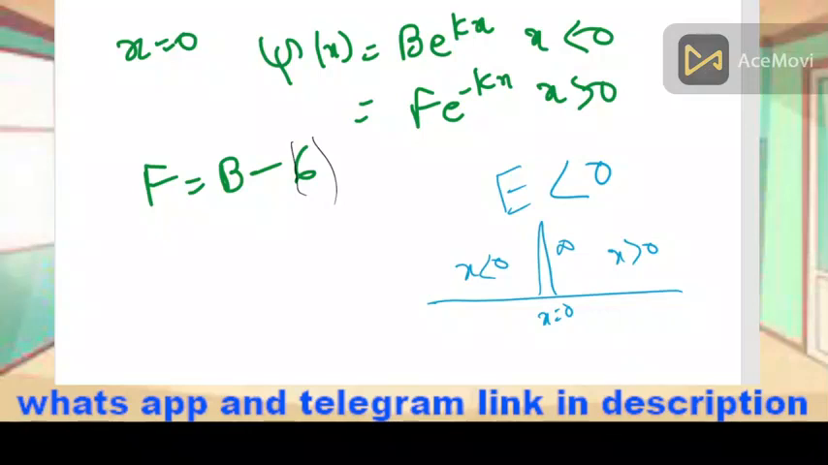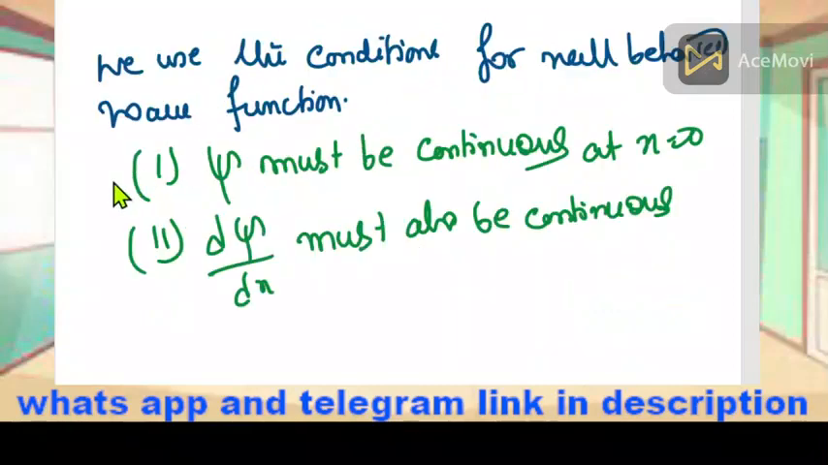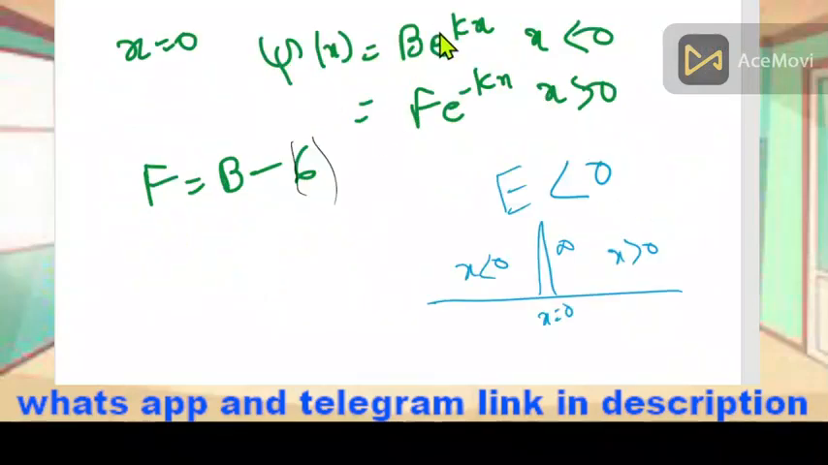So we are to the left of the origin, where V(x) is equal to 0, and we have obtained our solution. Applying the boundary conditions gives F equal to B. This is the first condition of a well-behaved wave function, that psi must be continuous at x equal to 0, the point of discontinuity. If you put x equal to 0 in these two equations and equate them, you get F equal to B.